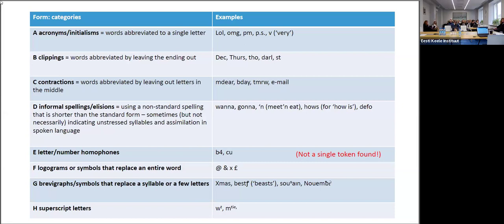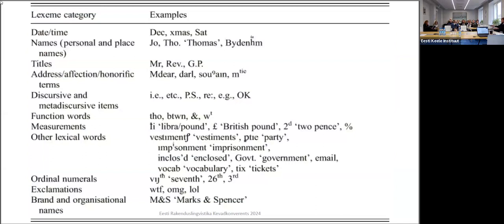Then we did have a category for letter number homophones, which would be popularly known as SMS abbreviations, but no one actually used them. Not a single informant used things like b4 or c u. Then logograms, which are kind of interesting from a writing system point of view, because they are somewhat similar to Chinese, where you have a character standing for an entire word, like and or at. Then brevigraphs are this very medieval category where you use handwritten squiggles and then superscript letters. And then we had lexeme categories like date, time, names, titles, address forms, discourse, metadiscourse, function words, measurements, other lexical words, ordinal numerals, exclamation, brand and organizational names.